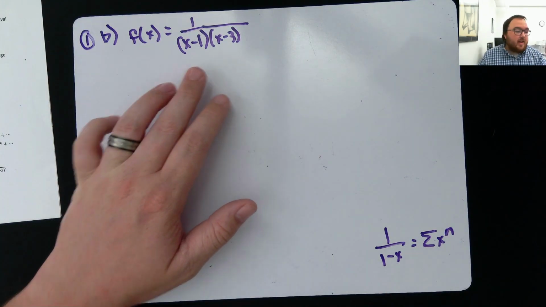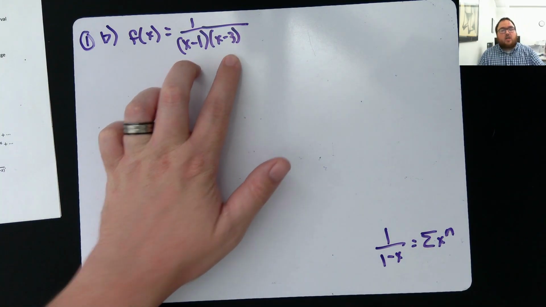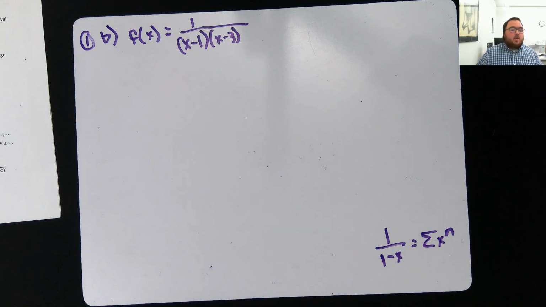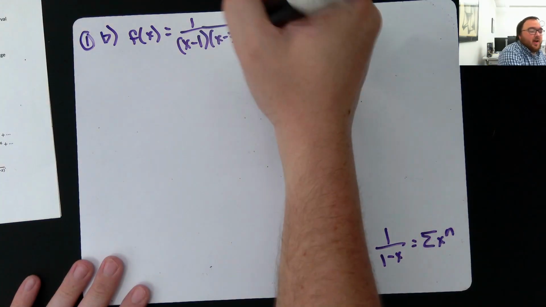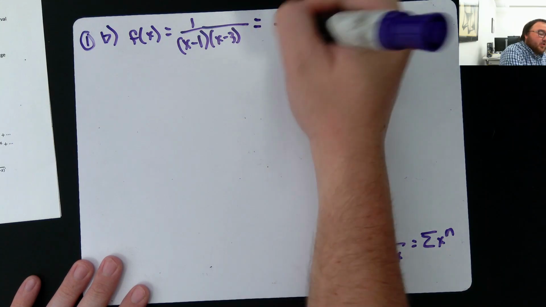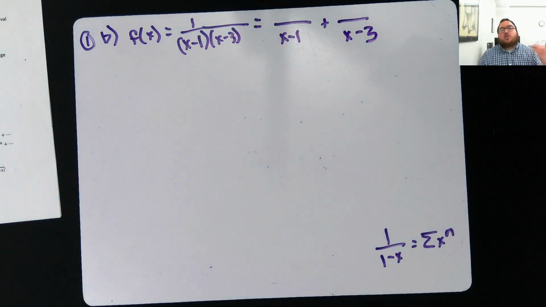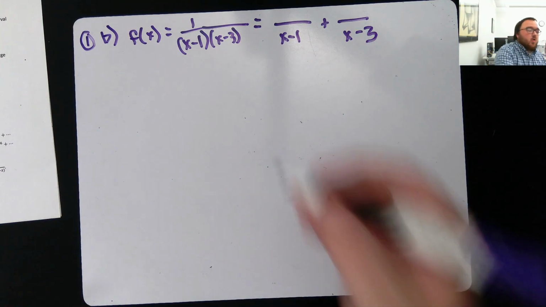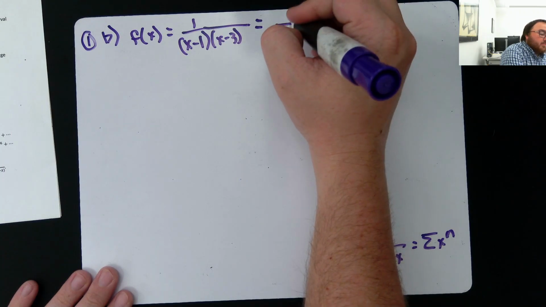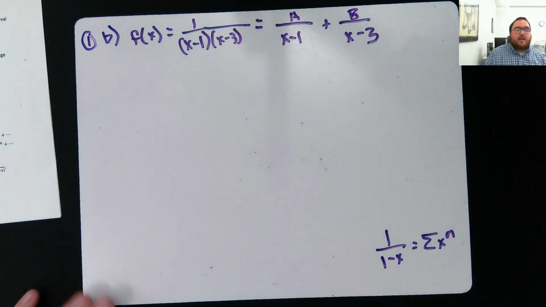But the hard thing is I have two factors here, which I don't really like, right? So if only there was a way I could rewrite that to where they're each their own term. Oh wait, we can. We learned this a while back, right? This is partial fraction decomposition. So I know I'm going to have something over that, something over this, and I need to figure out what they are.